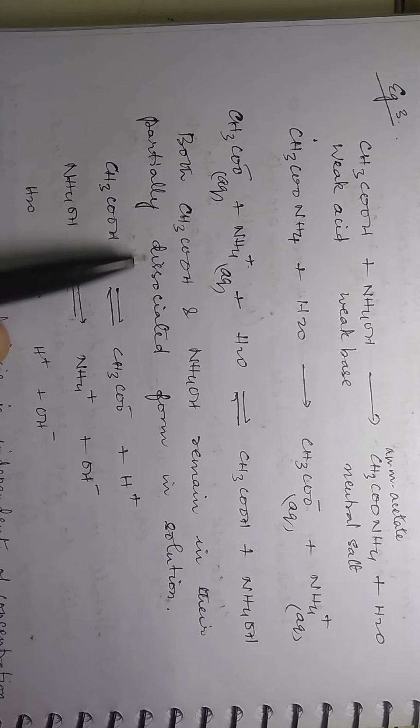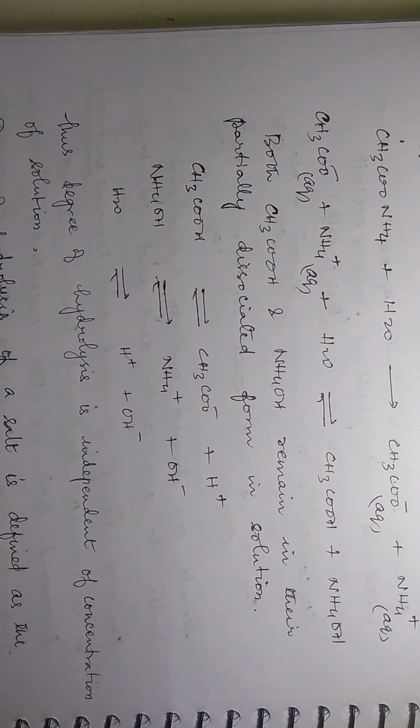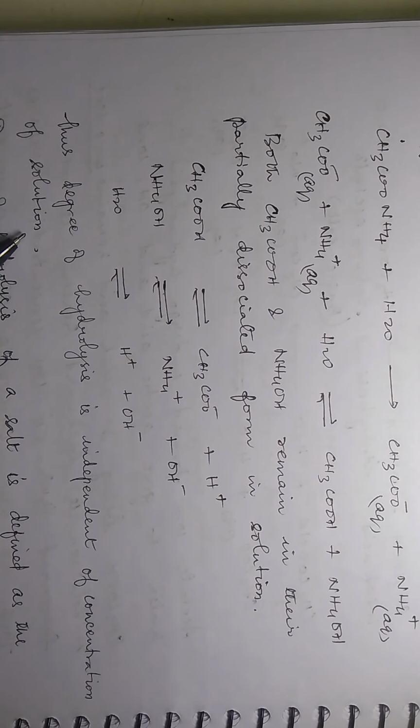Right? Okay. Now, presence of H plus, common ion is there, right? So this equation will be moving in the backward direction. OH minus is common ion. So this reaction is also moving in the backward direction. So you understand very clearly that acetic acid and ammonium hydroxide are mostly in the unionized form. Okay, right. Now thus, degree of hydrolysis is independent of concentration of solution.